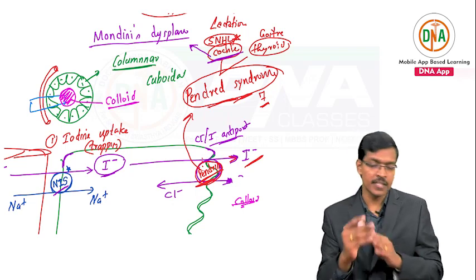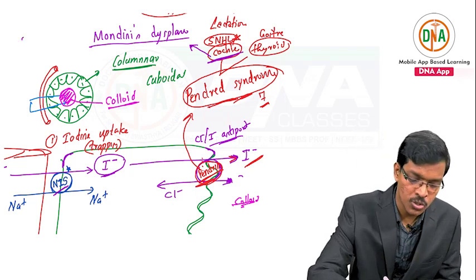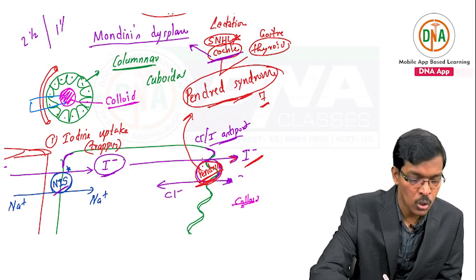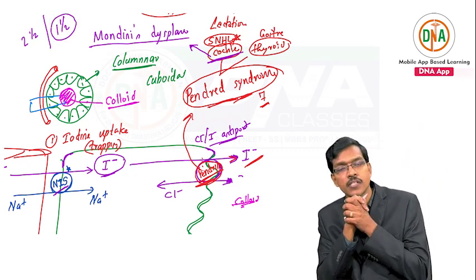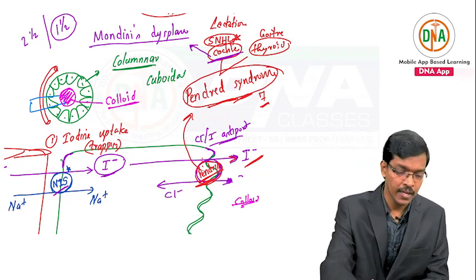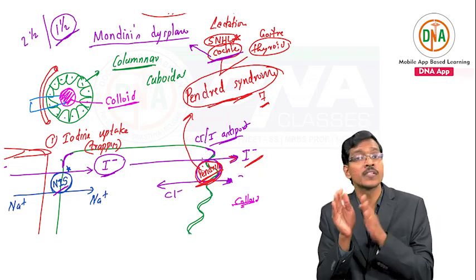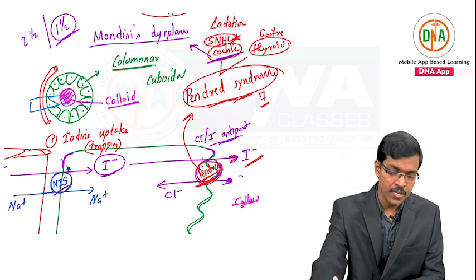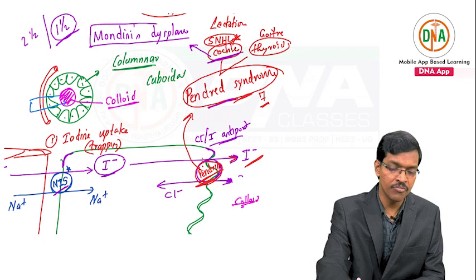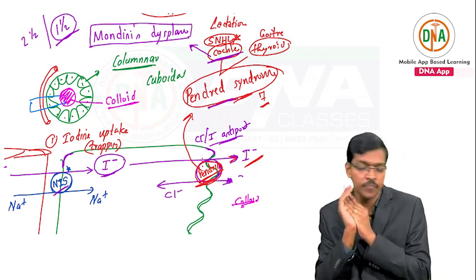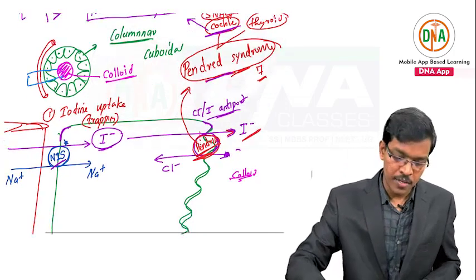Mondini's dysplasia is nothing but this: normally the cochlea has 2.5 turns, whereas in Mondini's dysplasia, you will have a cochlea with 1.5 turns. So that is Mondini's dysplasia, seen in Pendred syndrome. It is not seen in Pendred syndrome alone, it is in other disorders also, but in Pendred syndrome, if you are asked what is the imaging finding in the inner ear, it is Mondini's dysplasia. Right. Now, coming to the next step.